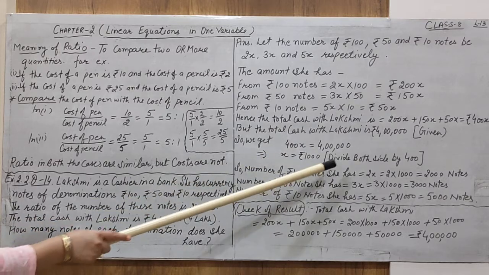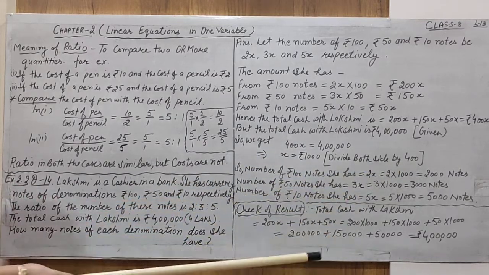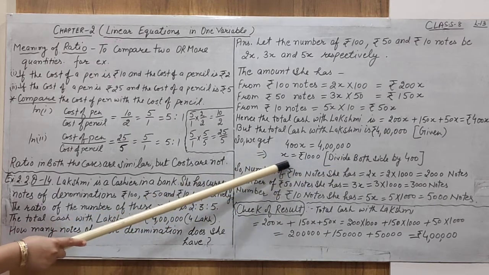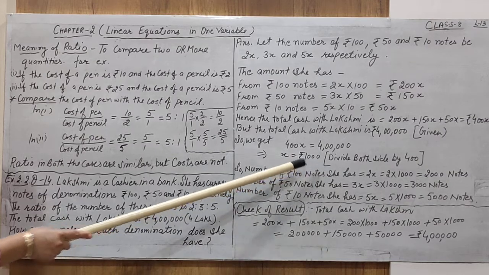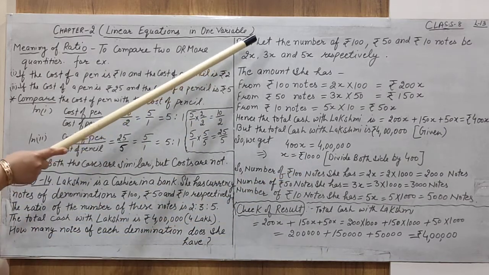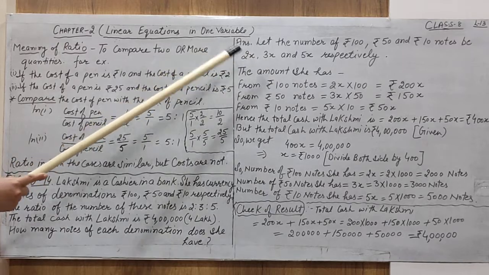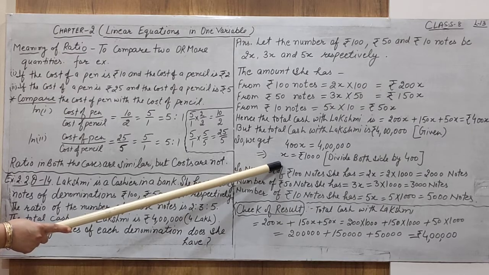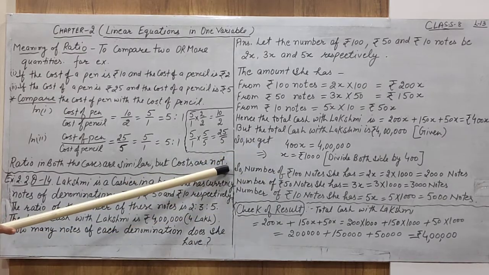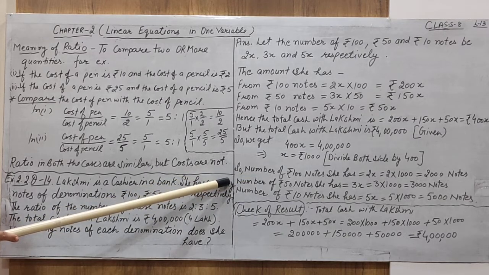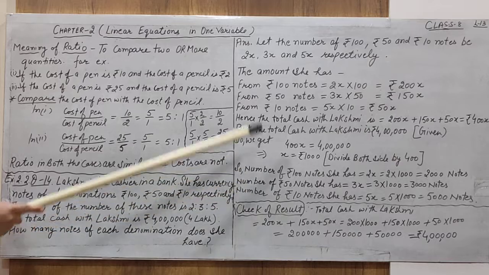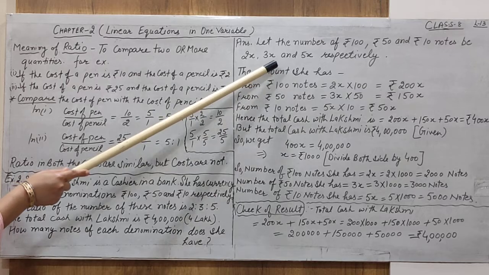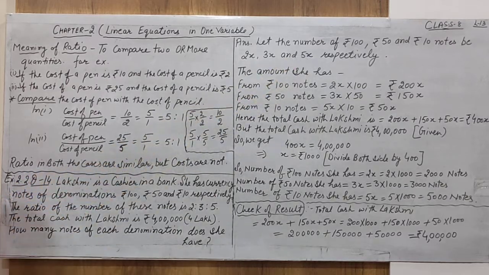Now, to find out x, we have to divide both sides by 400. After dividing both sides by 400, we get the value of x is 1000 rupees, which we have supposed here, na. Let, we are going to use the word let for using x. The value of x is finally 1000 rupees. So we can find out the number of 100 rupees notes, 50 rupees notes and 10 rupees notes with the help of this value.